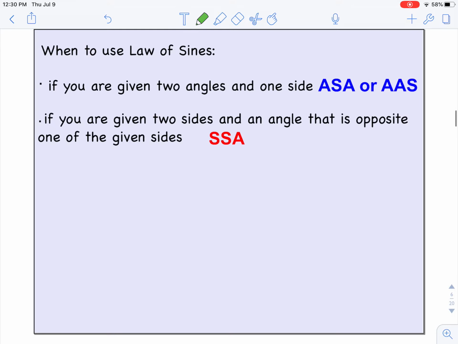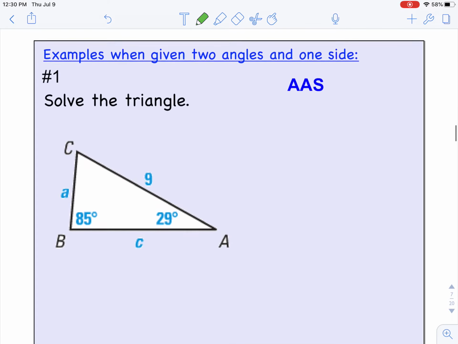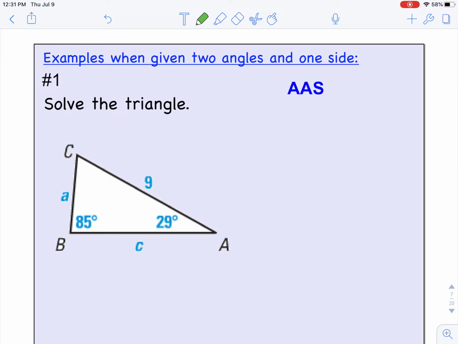So, if we are going to use the law of sines, these are cases where we can use it. We have to be given 2 angles and one side, either angle side angle or angle angle side, or you could be given 2 sides and an angle that is opposite one of the sides. So side side angle. Basically, we're going to want to try to use the law of sines anytime we can. And if we can't, you're naturally going to understand that you have too many unknowns when you set up your proportion, so you can't solve, and that's when you know you need to go to law of cosines.